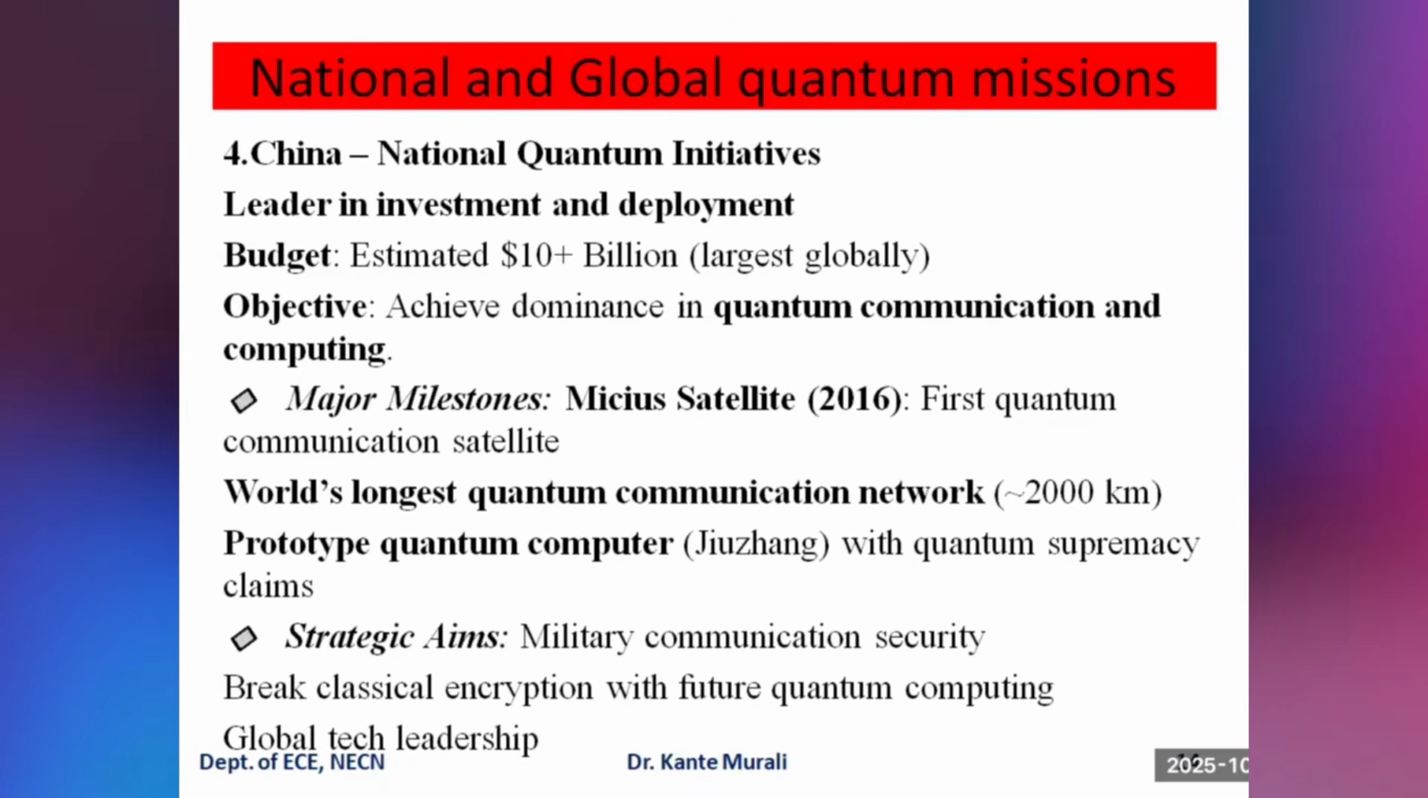However, among all the countries, China started earlier, in 2016 itself, and as of today has the largest budget in quantum communications and computing. Of course, the milestones are the Micius satellite, the first quantum communication satellite, and the world's largest quantum communication network, around 2000 kilometers. There is also the prototype computer Jiuzhang with quantum supremacy. But the strategic aim is to incorporate these technologies in the military for secure communications, and in other fields like medical imaging and normal communication.